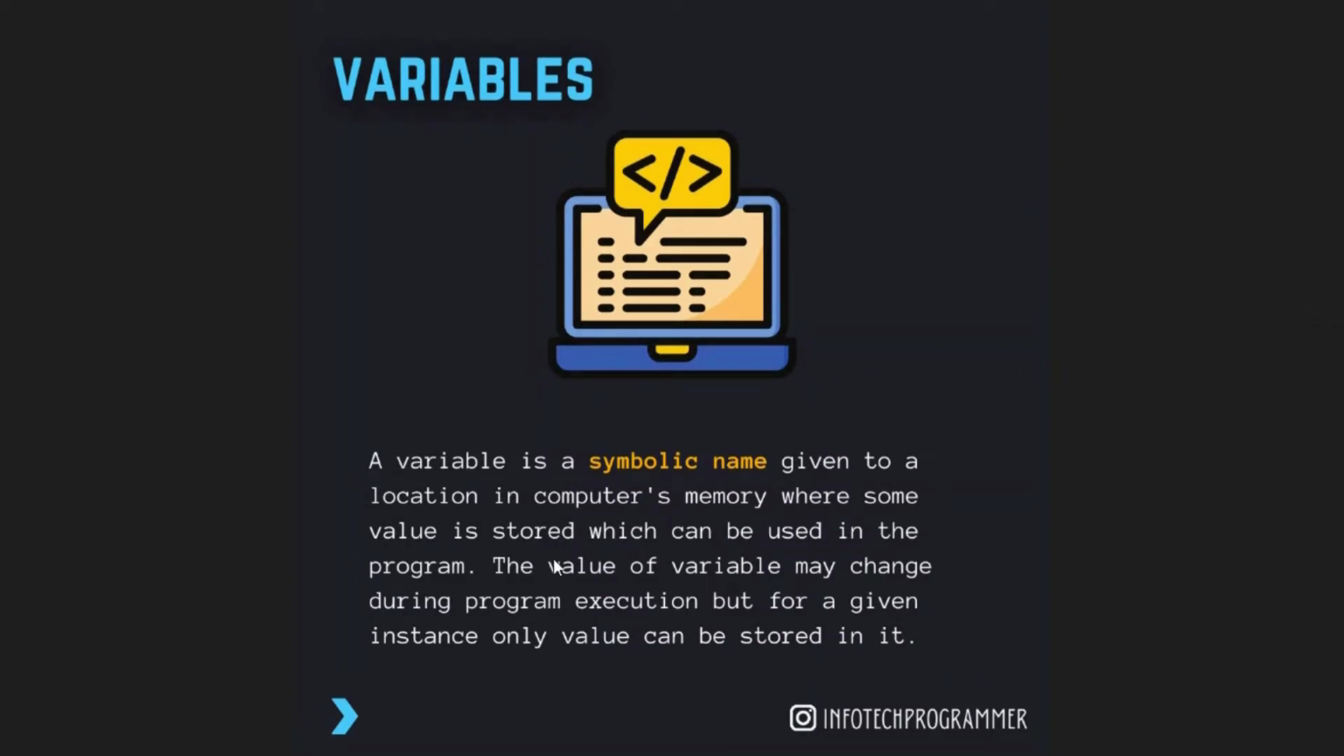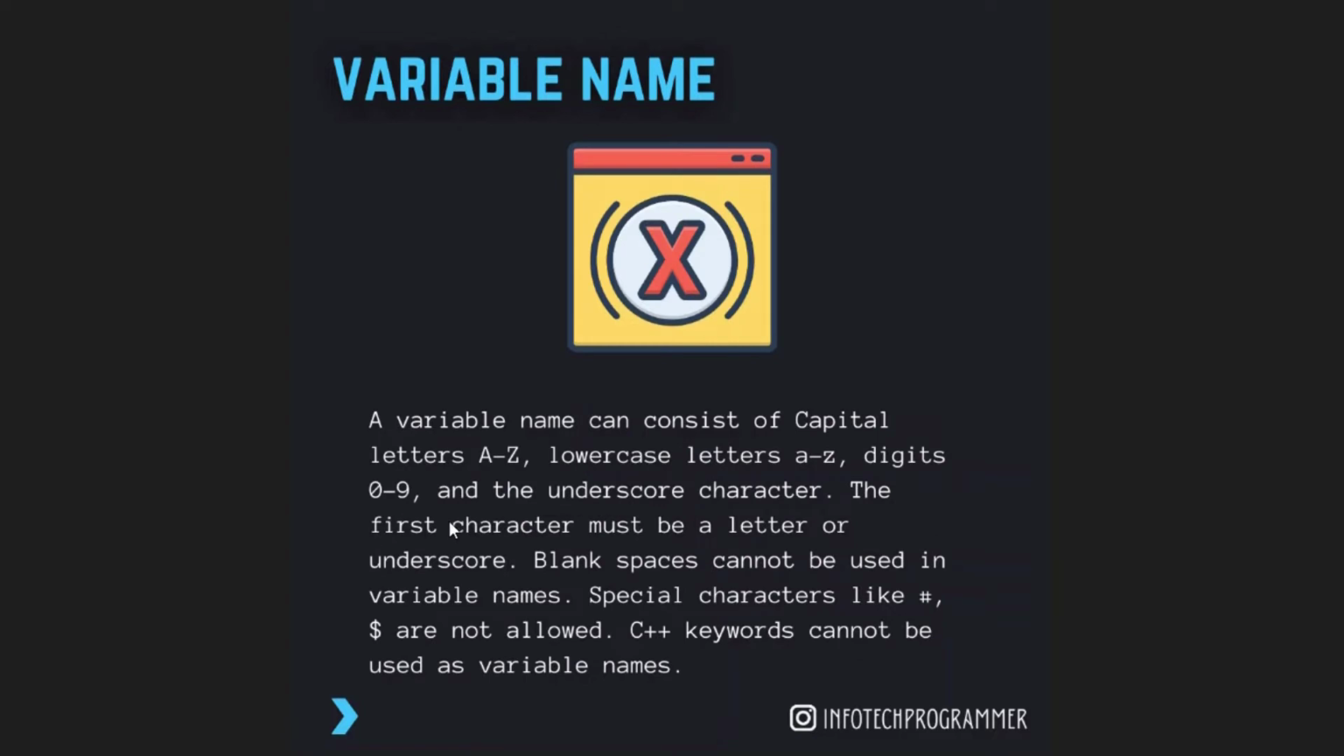stored which can be used in the program. The value of a variable may change during program execution, but for a given instance only one value can be stored in it. A variable name can consist of capital letters A to Z, or lowercase letters a to z, or digits 0 to 9 and the underscore character also.